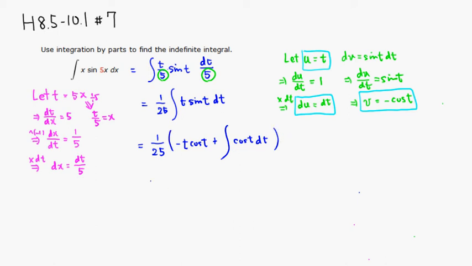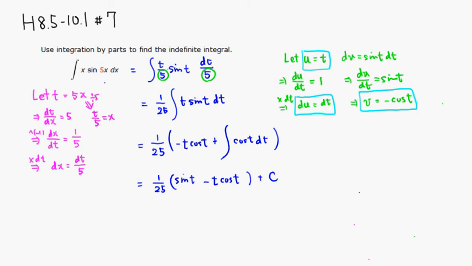Then we can just evaluate that. So it's 1 over 25, and this part is finished. I'm going to write it as negative t cosine of t. Then the antiderivative of cosine is sine, so I'm going to put sine of t, plus some constant c.